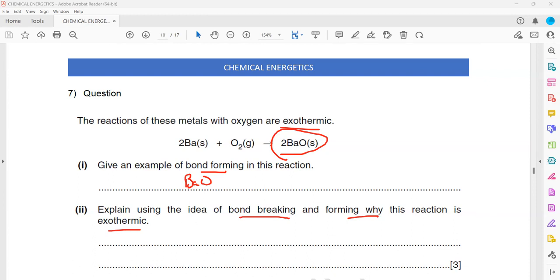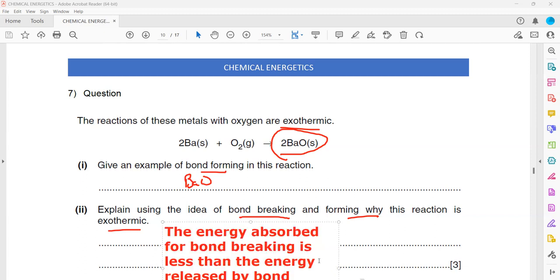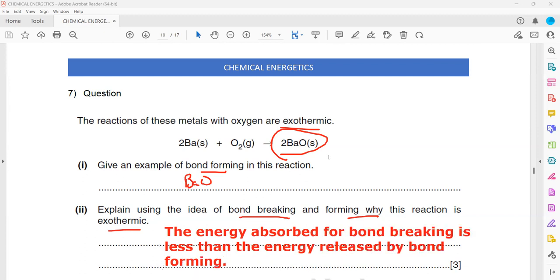So you'll mention because the bond breaking energy is less than bond forming, or bond breaking energy, the energy needed to break the bond is less than the bond forming energy, the energy released when the bonds are formed. That's why the reaction will be exothermic, or bond forming is more than the bond breaking.